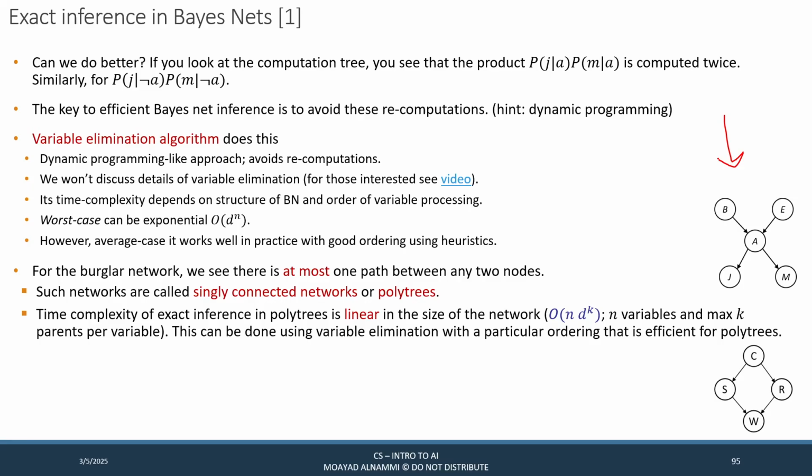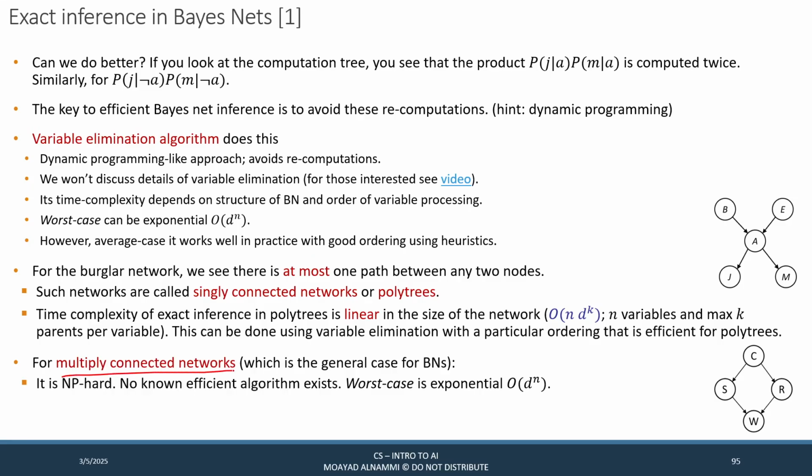The interesting part is that many Bayesian networks, when you try to construct them using domain knowledge, just so happen to be polytrees. This is helpful for us because it tells us that using the variable elimination algorithm, we can solve these polytree type networks in less than exponential time in the number of variables.